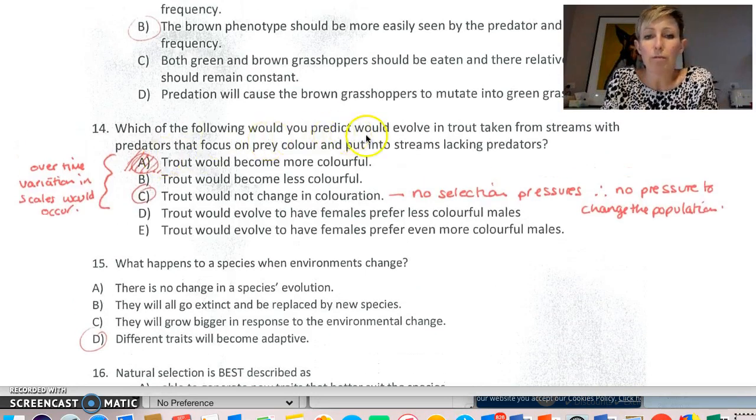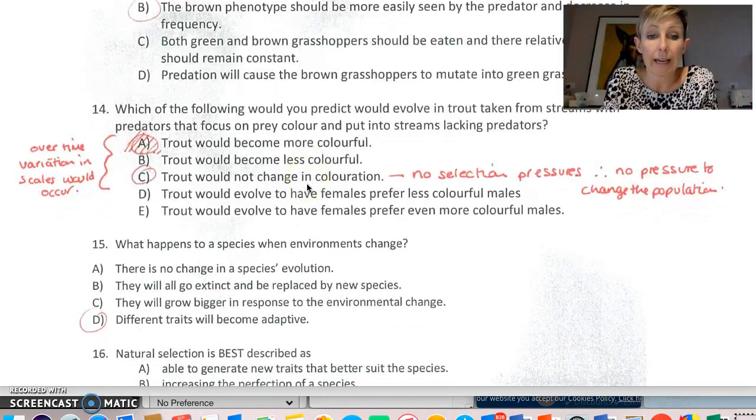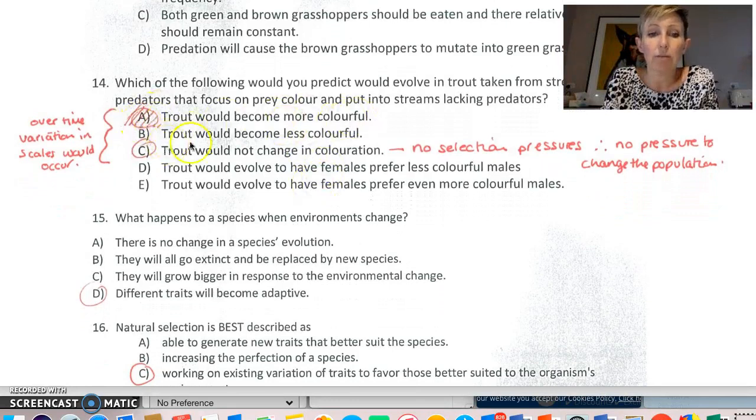Which of the following would you predict would evolve in a trout taken from streams with predators that focus on prey colour and put into streams lacking predators? So what we've done is we've taken fish from a stream where there's presumably a visual predator and moved it into a stream with an absence of predators. What is the likely outcome? Will the trout become more colourful, less colourful, not change coloration, evolve to have females prefer less colourful males, or evolve to have females prefer even more colourful males?